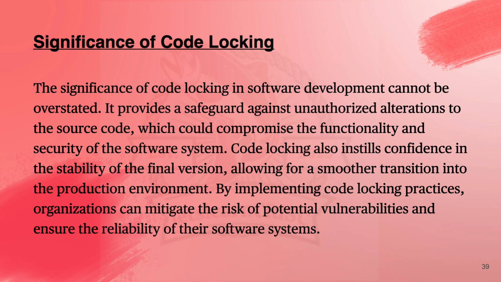So under security, we can say that code locking enhances the security of software by preventing unauthorized access and modification, right? Under stability, we can say that it instills confidence in the stability of the final version, indicating that the code is thoroughly tested and ready for production, right? Under risk mitigation, we can say that code locking practices help the organization mitigate the risk of potential vulnerabilities and ensure the reliability of their software system, right? So with locked and stable code, the transition of software into the production environment becomes smoother, right?